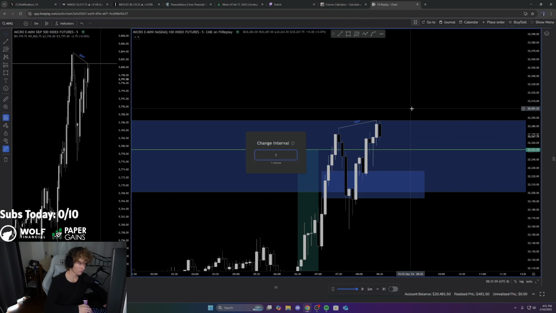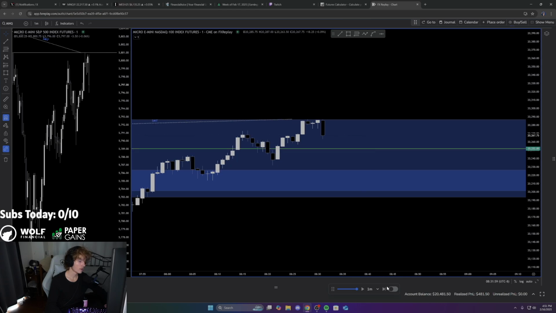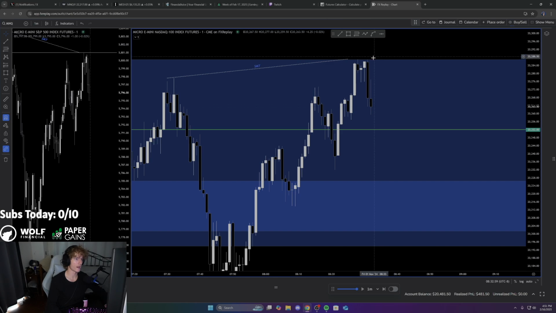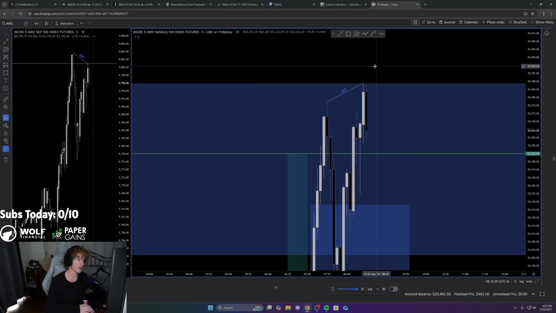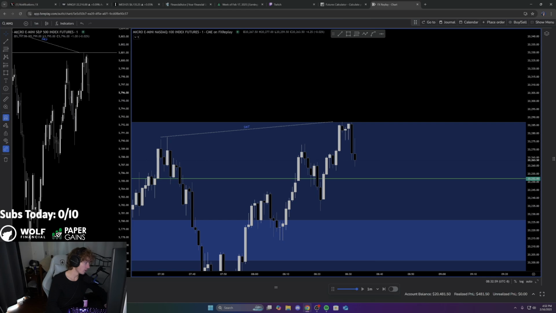SMT is trying to hold. Let's see if we get a change in the state on the lower time frame. We do. Change in the state on the lower time frame there. Inversion tapped in with an SMT high in this higher time frame PD array. I want to try this with a stop at the protected high. The risk is going to be fairly small. So I do want to try this.